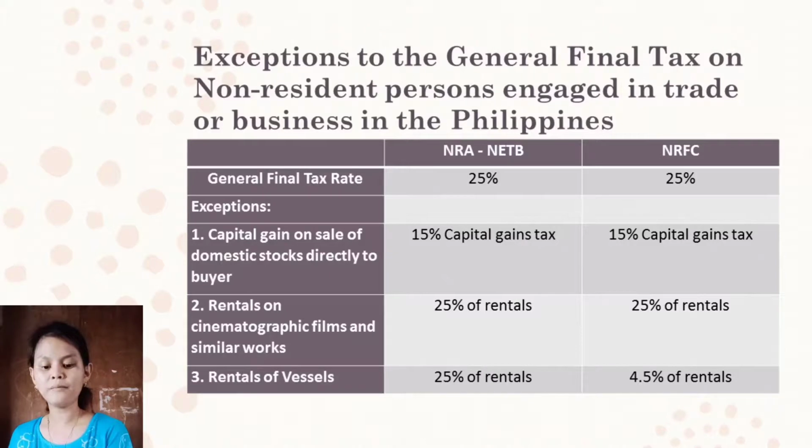Number 1 is the capital gain on sale of domestic stock directly to buyer. It has 15% capital gain tax for NRA, NRANTB, and NRFC. The second one is the rentals on cinematographic films and similar works. It has 25% of rentals to the NRA, NRANTB, and NRFC. The third one is the rentals of vessels. It has 25% of rentals to NRA, NRANTB, and 4.5% of rentals to NRFC.